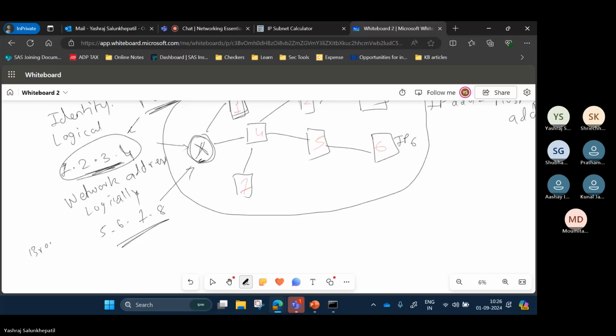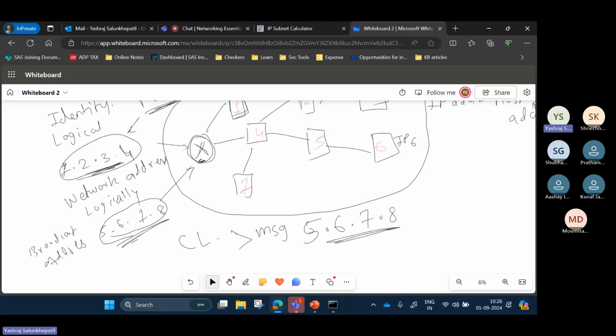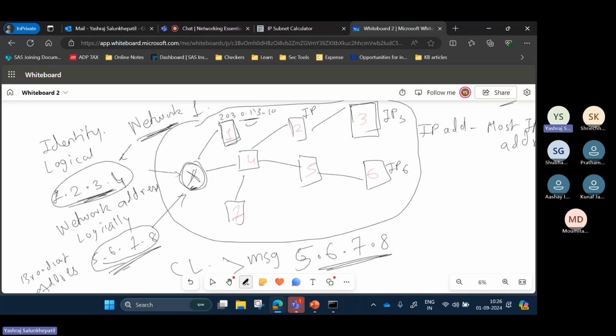This is a broadcast address, ठीक है। ब्रॉडकास्ट एड्रेस कौन सा होता है कि अगर कोई इंटरनेट से इसको मैसेज करता है, let's say I say command line, ठीक है, कमांड लाइन पे मैं लिखता हूं मैसेज 5.6.7.8। तो ब्रॉडकास्ट एड्रेस का क्या मतलब है, वो जो मैसेज आएगा, it will go to everyone, it will go to 1, it will go to 4, it will go to 7, 2, 5, 3, 6, ठीक है, like an FM radio.